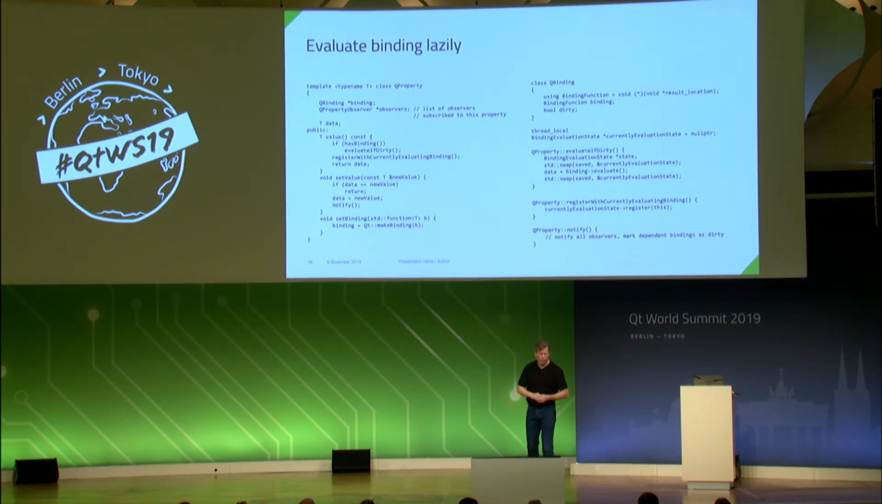The set value is easier. We have a check there that if the value didn't change, we return early, because we want to avoid flagging anything else as dirty. Otherwise, we assign the new value, and then we notify all our observers that we've changed our value. If the observer is a binding, flag it as dirty. And you can set a binding again with a standard function, but we then wrap that into a QBinding object.